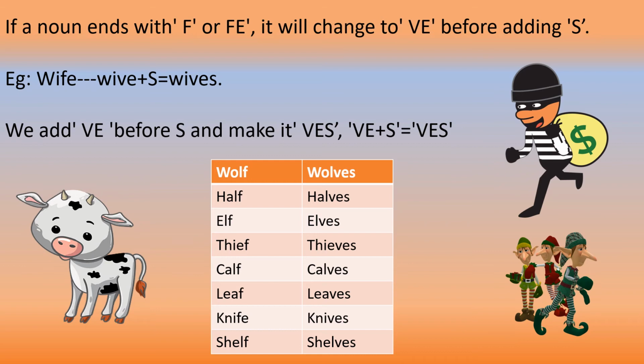For example, wolf, wolves; half, halves; elf, elves; thief, thieves; calf, calves; leaf, leaves; life, lives; knife, knives; shelf, shelves.